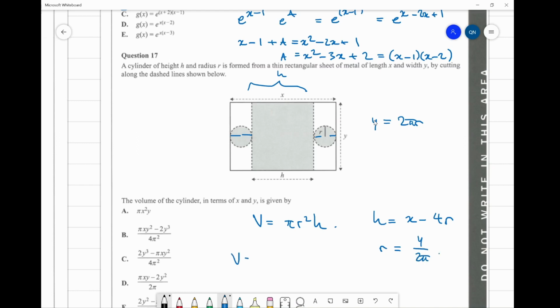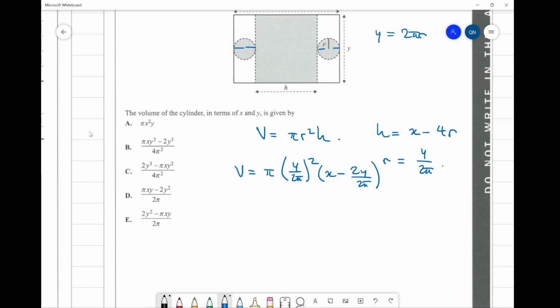So V is equal to pi times r squared, which is y over 2 pi, squared, times h, which is x minus 4r, but what is 4r? It is going to be 2y over 2 pi. And now we just got to simplify that somehow. You could probably use the CAS to do this, but yeah, let's just do it by hand. So this is pi y squared over, actually that pi can cancel probably. So we have just a y squared at the top, divided by 4, and then just a single pi, I believe. Yeah, that should be right.